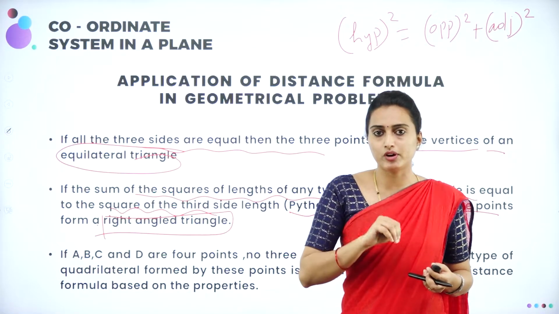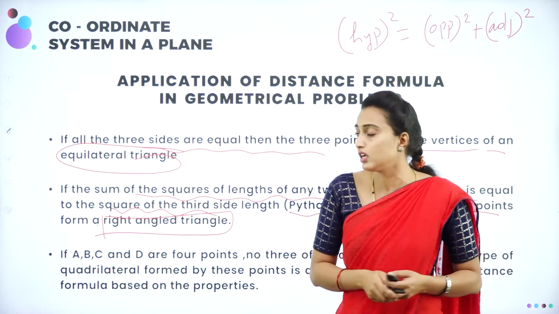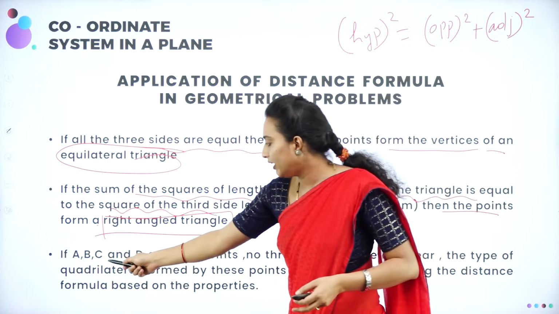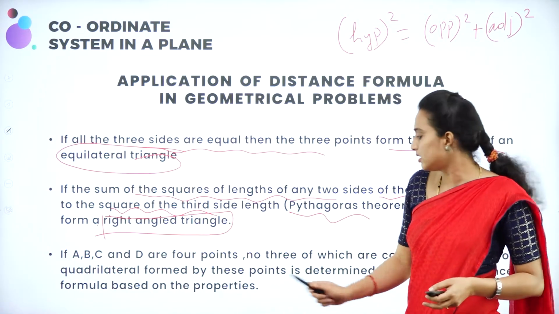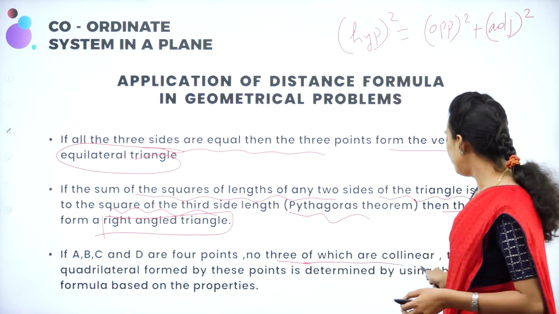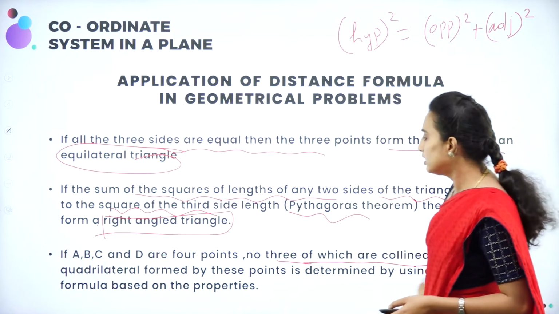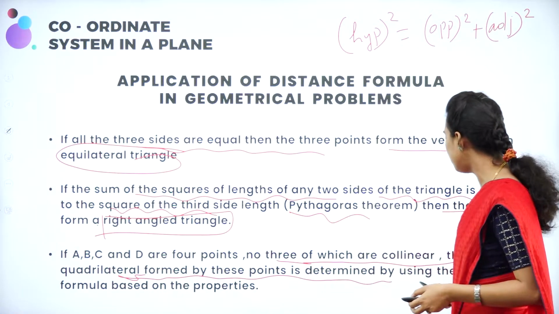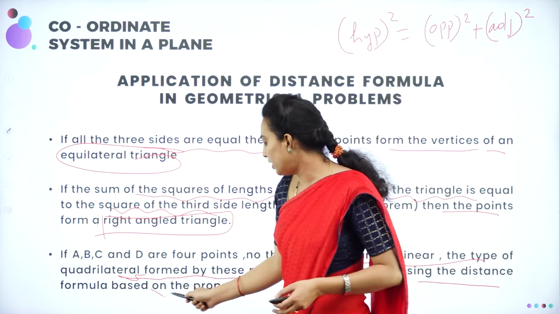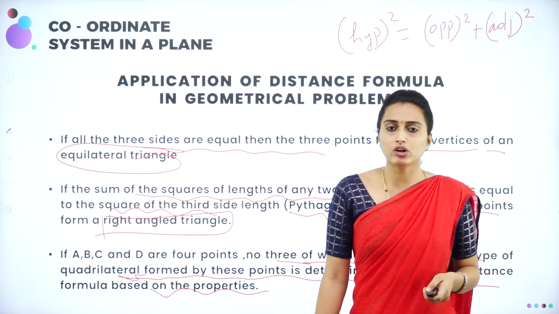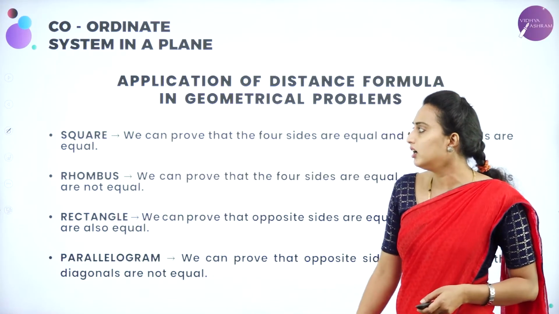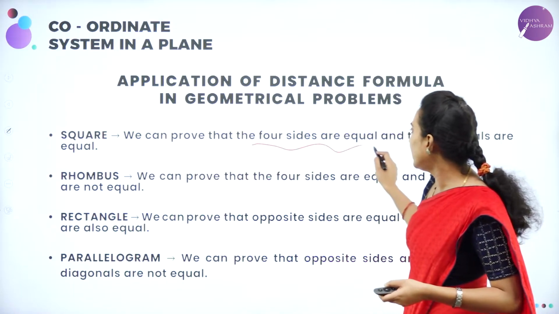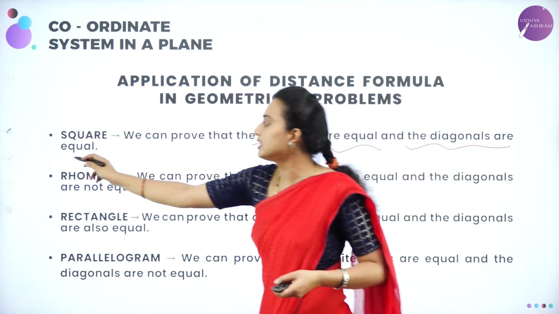If you are having 3 points, what happens if you are having 4 points? What all can we prove by using the distance formula? See here, if A, B, C, D are the 4 points, no 3 of which are collinear, the type of quadrilateral formed by the points is determined by using the distance formula based on the properties. What are the properties? Let us see the properties here. We can prove a square. We can prove that the 4 sides are equal and the diagonals are equal.